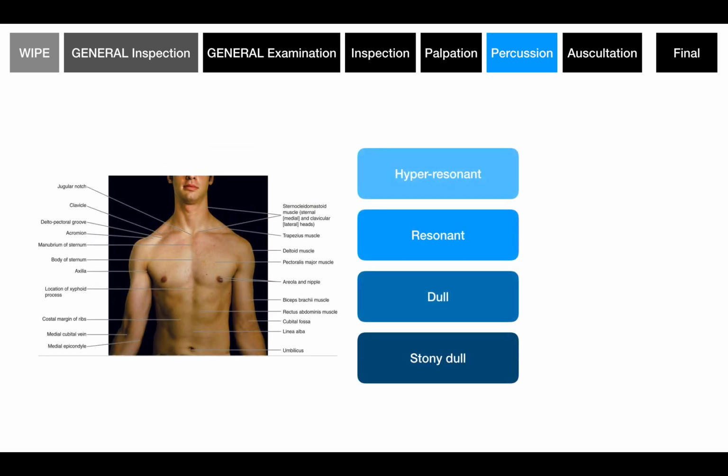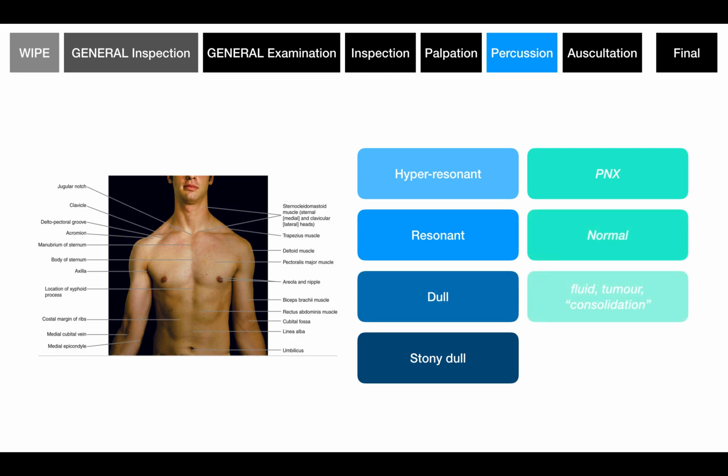So, 4 sounds now that you're listening for with percussion. Hyperresonance, which is indicative of a pneumothorax because it's just conducting through air, or there should be something attenuating the sound. Resonant, which is normal. A dull sound, which is fluid or tumour consolidations. And then stony dull, a big pleural effusion. Okay? So the thicker something gets, the duller the sound gets.